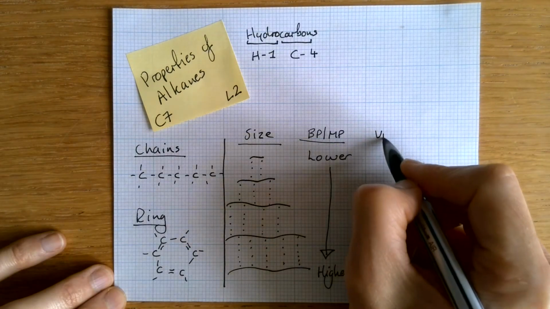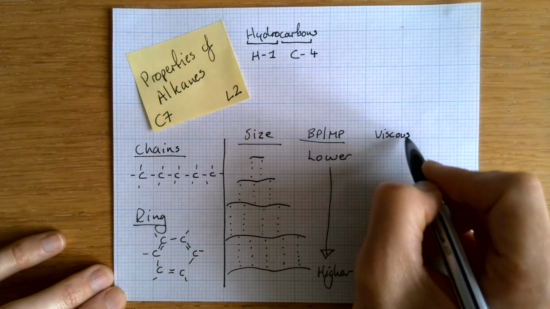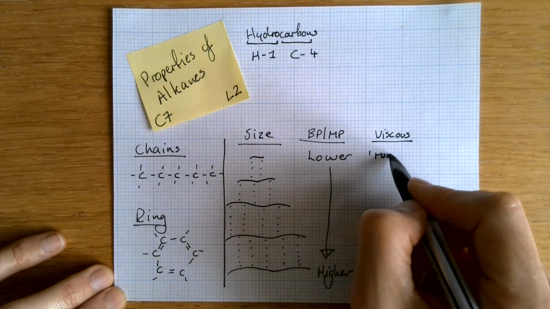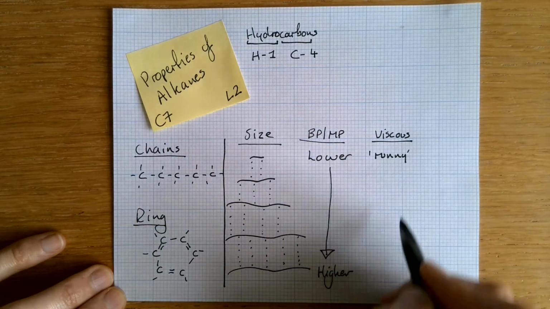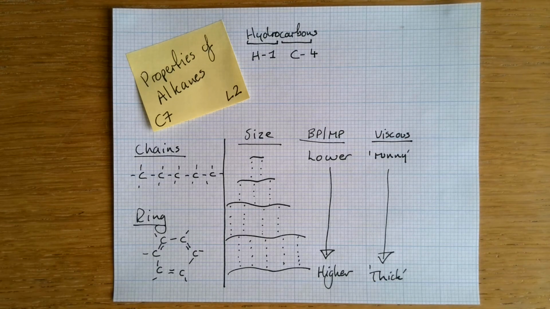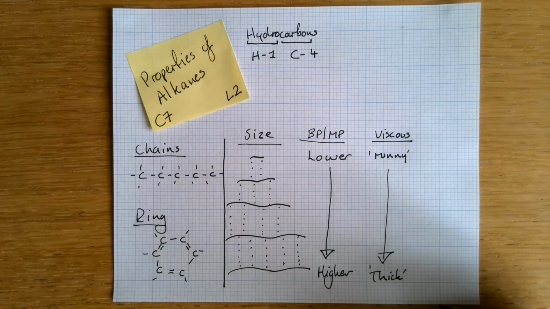We can also look at how viscous they are. This is to do with how easily they flow. So the smaller ones are quite runny, they flow very, very easily, and we'll describe the larger ones as quite thick. So the viscosity actually increases as you move along, and the smaller ones are less viscous, which means that they flow very, very easily.